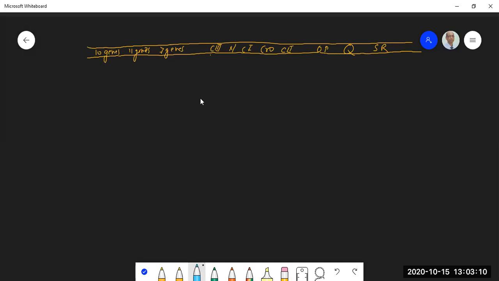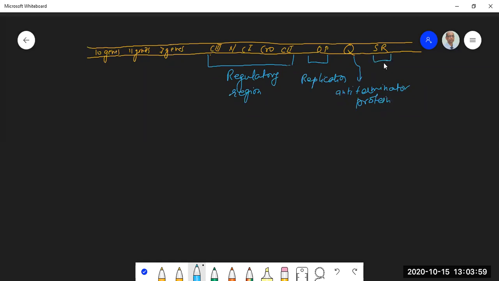And what are they now? I will label it. This particular region is called the regulatory region. This O and P, they code for proteins which are involved in replication. This Q, I told you, codes for an anti-terminator protein. And S and R, they code for proteins which are involved in lysis of the bacteria.